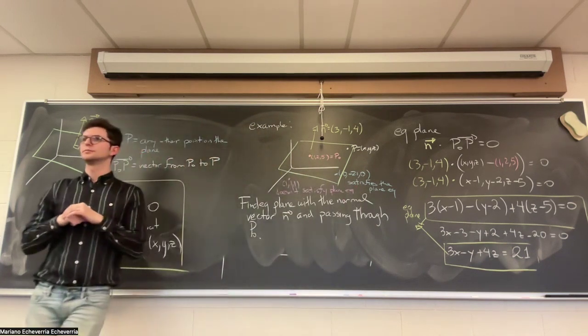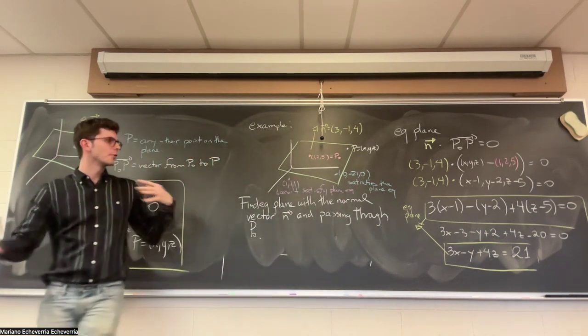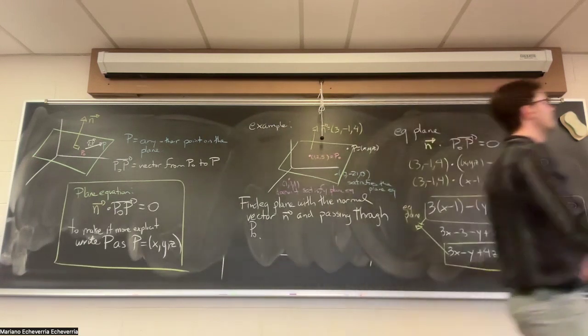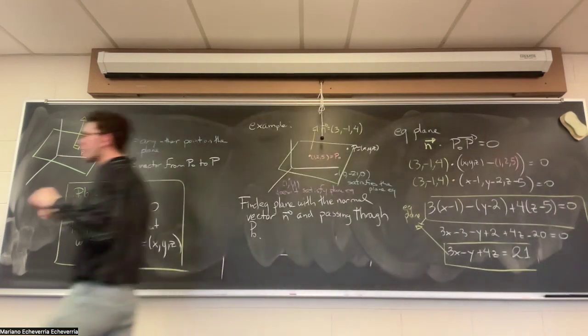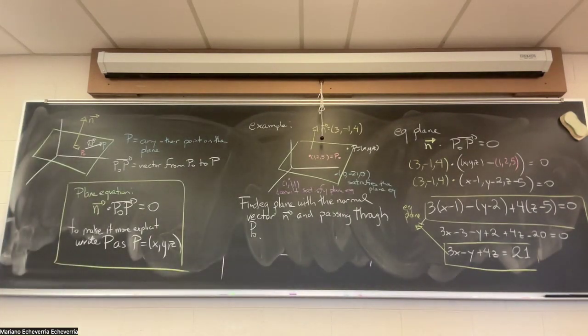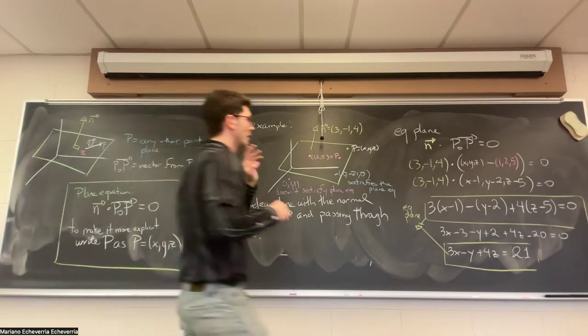Does that make sense? In general, the way you use that equation is that if you want to know if a particular point is on the plane, you just plug in the values of x, y, z of that point and check whether the equation holds. In practice, let me show you how this plane looks.